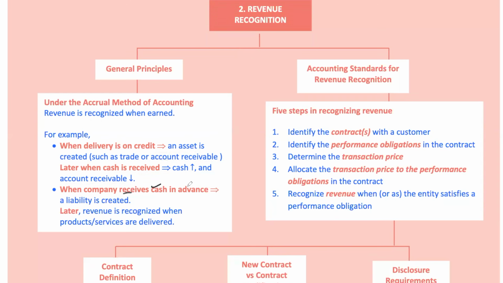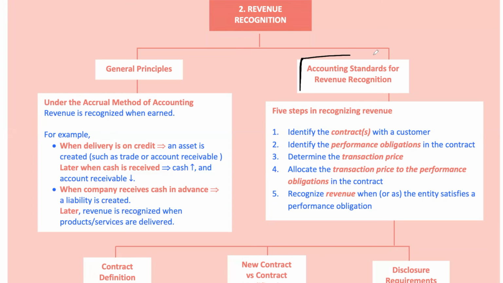Conversely, if a company receives cash in advance of delivering a product or service, this creates a liability called unearned revenue. The company doesn't recognize this as revenue until the product or service has been delivered. For example, think of a magazine subscription. The publisher receives payment upfront, but only recognizes revenue as each issue is delivered.